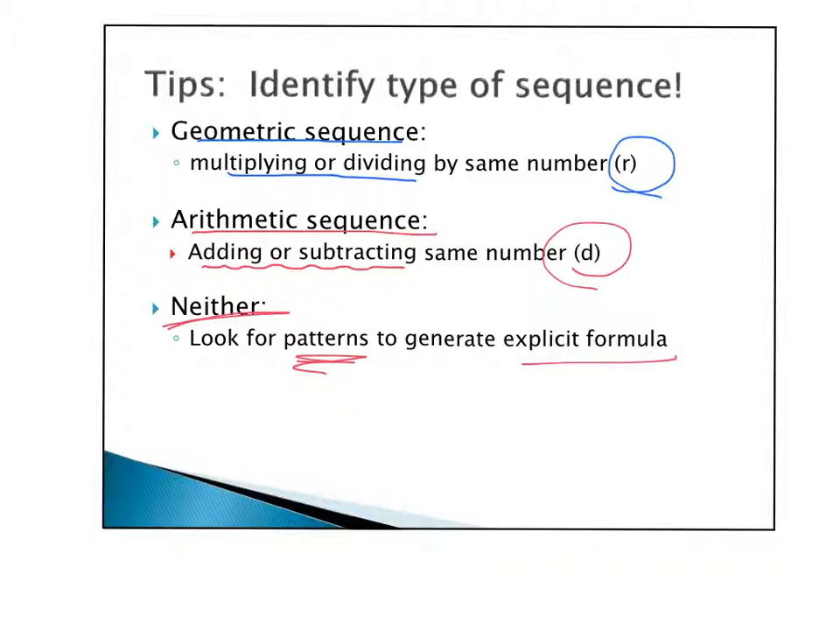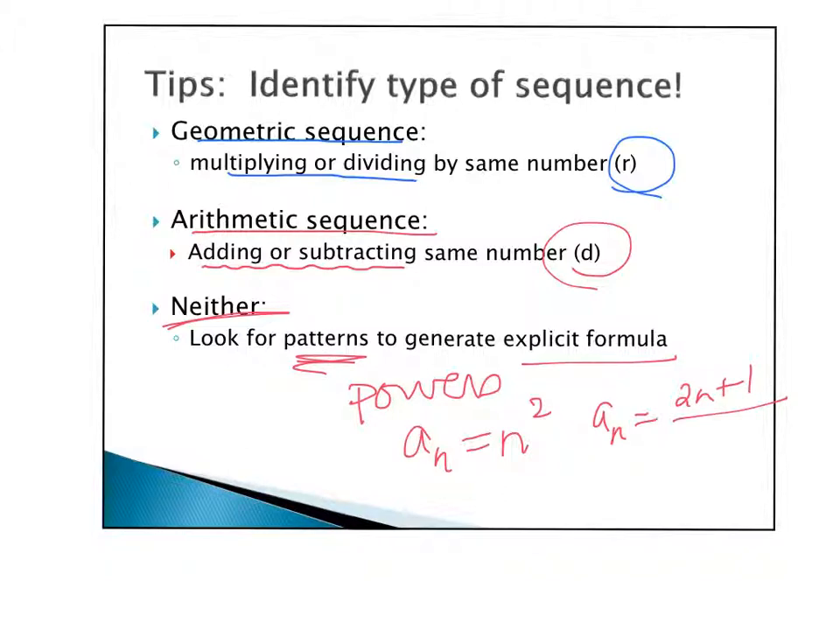Examples of this would be when we see powers, like for example, a sub n equals n squared or n to the third, or when we see problems where we have a fraction and maybe there is one pattern in the numerator and another pattern in the denominator, that would be considered a neither case as well.